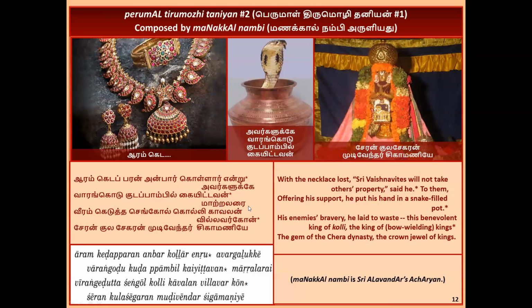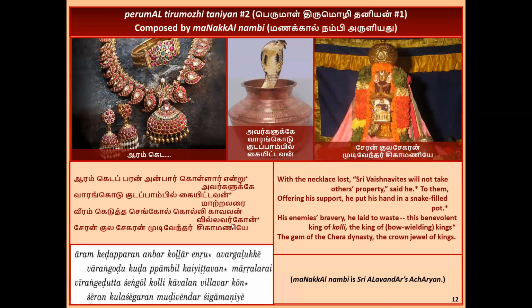And then Matravarai, enemies, Viram Kadutta, he destroyed their bravery. That is, he laid their bravery to waste. Sengol means benevolent king. So it's, Kodungol in Tamil means the opposite. Sengol means the benevolent king. Sengol, Kolli Kavalan. Kavalan is the protector. Kolli is the capital of the Chera kingdom. So this is a way of referring to the Chera king. So the king of Kolli. Villavar Kon. Kon means king. Villavar means people who carry bows.